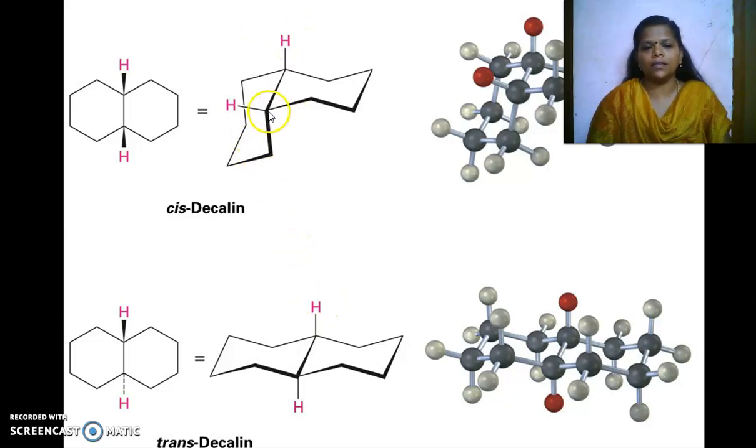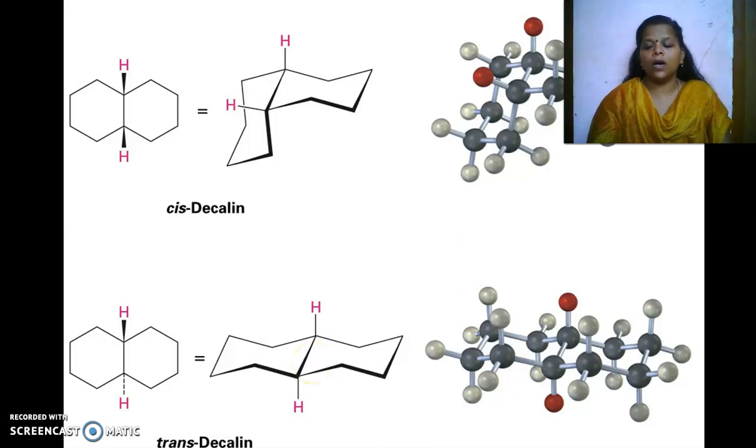In cis decalin, the two substituents are axial and equatorial. So whenever the axial and equatorial positions are blocked by the cyclohexane ring, it will result in cis decalin. In trans decalin, the positions are equatorial and equatorial. So the 1,2 di-equatorial positions are blocked, and this will result in trans decalin.